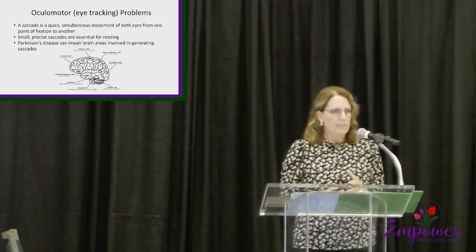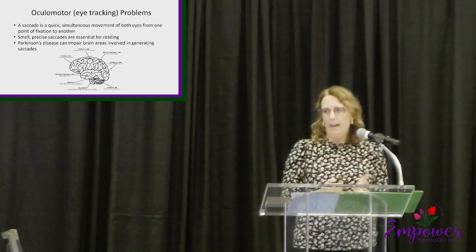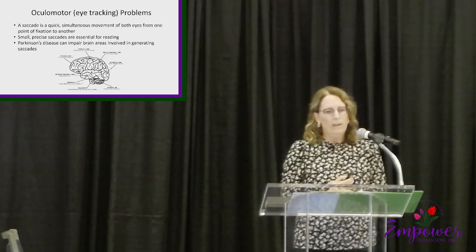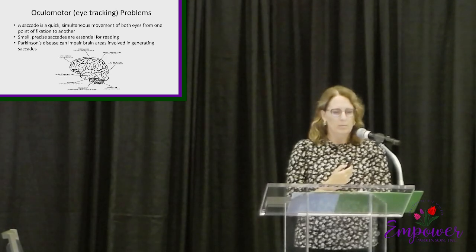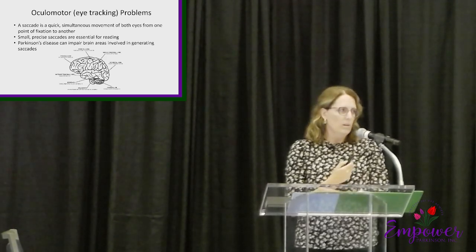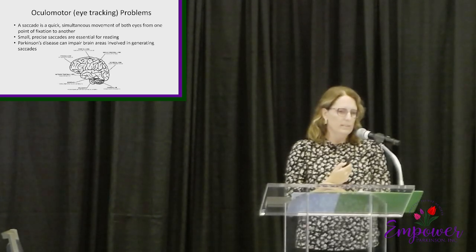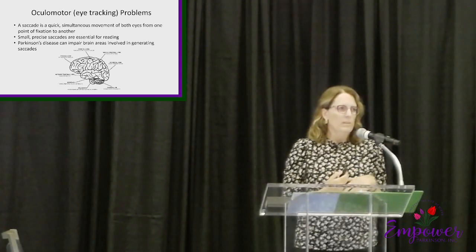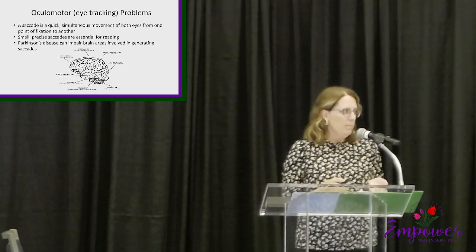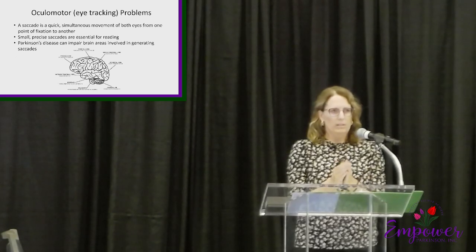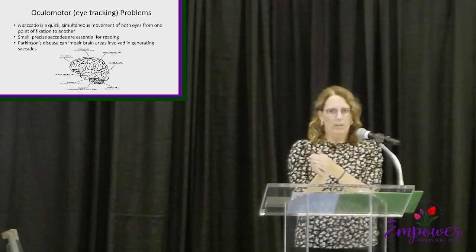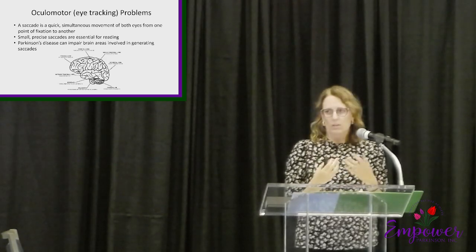So what are some of those other types of problems that you may have? Some people do have what are called ocular motor or eye tracking problems. This is one of the more common findings in Parkinson's if there is a vision problem. There are different types of eye movements that we make. One kind is called a saccade, and that's when our eyes move quickly from one position to another. And we're doing that all day long.